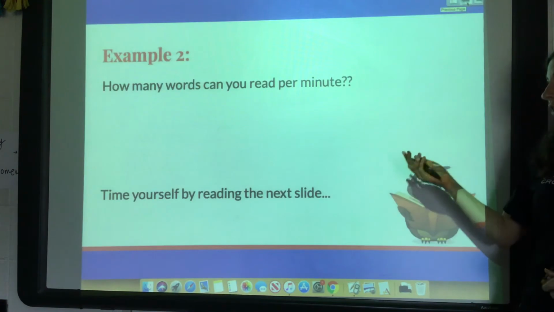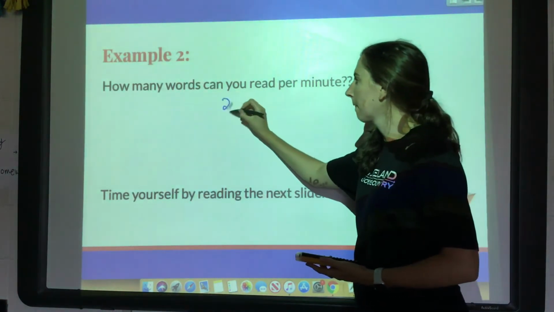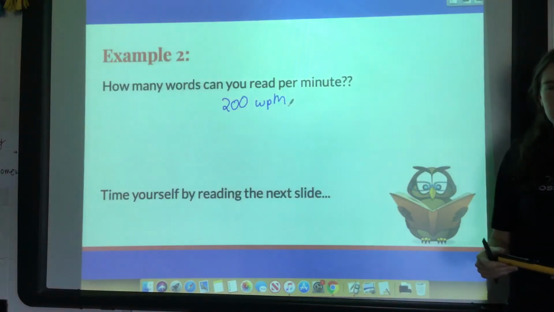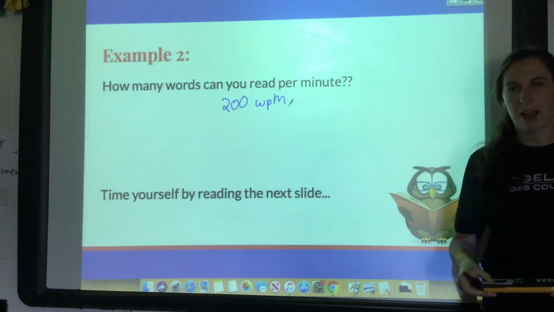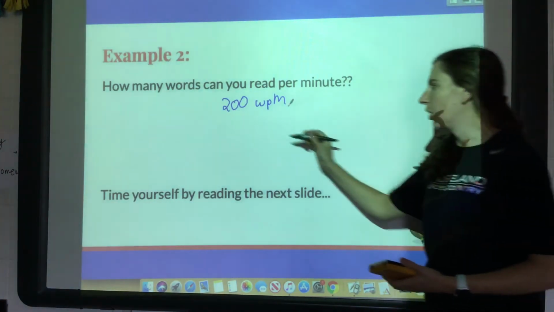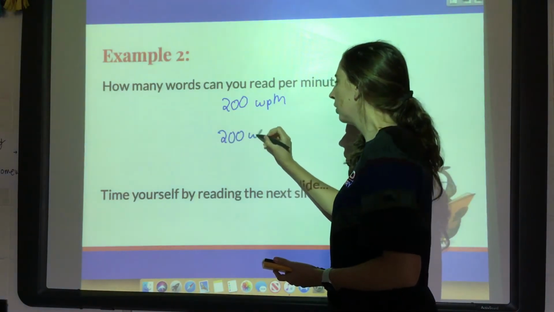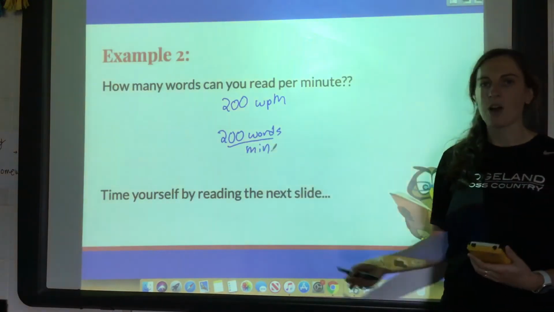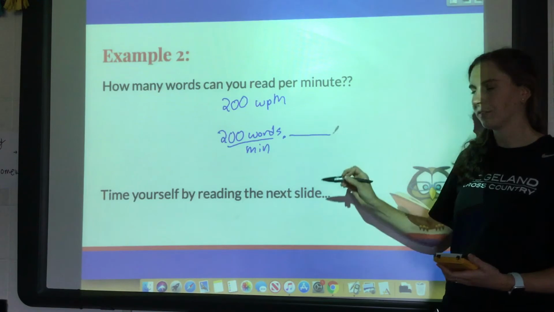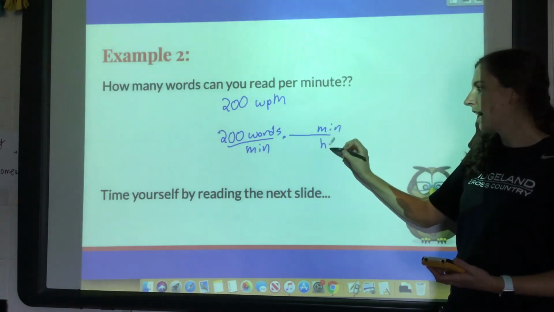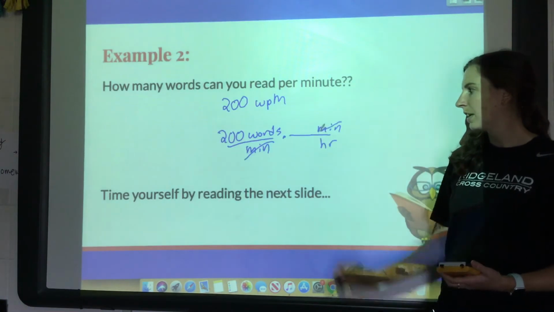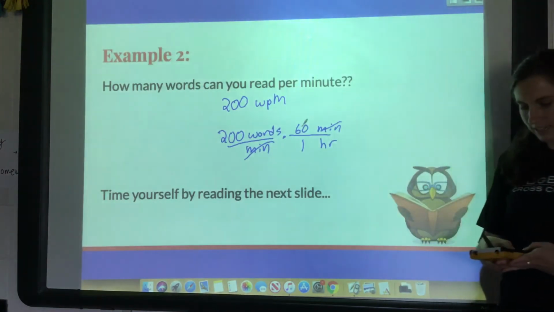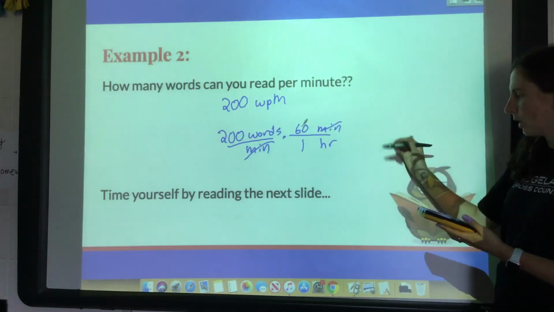All right, so let's say you could read 200 words per minute. What if we wanted to see, if you kept reading at that same pace for a full hour, how many words could you read? So that would be 200 words per minute. And we want to change minutes to hours. So we could just do a quick little conversion here of minutes to hours so that minutes cancels. In 1 hour, there's 60 minutes. And so I would do 200 times 60, which is 12,000.